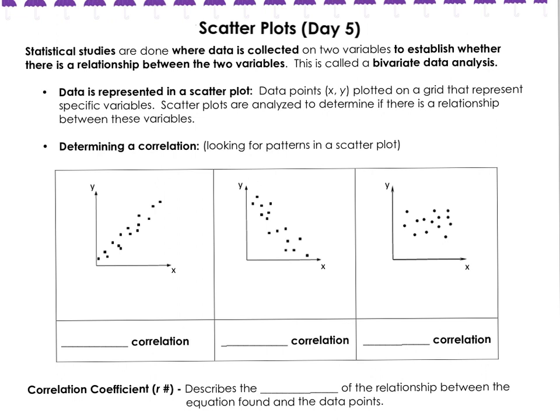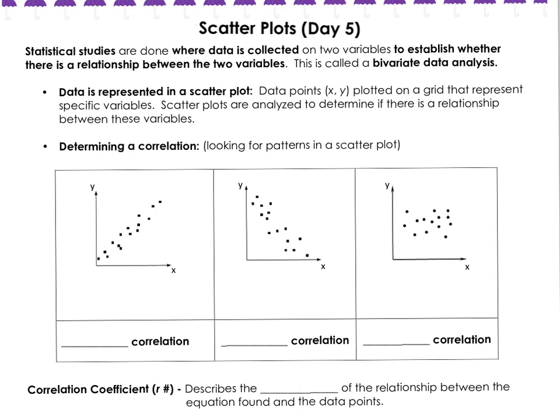Statistical studies are done where data is collected on two variables to establish whether there is a relationship between the two variables. This is called a bivariate data analysis. Data is represented in a scatter plot. Data points, x, y, are plotted on a grid that represent the specific variables. And then scatter plots are analyzed to determine if there is a relationship between these variables.